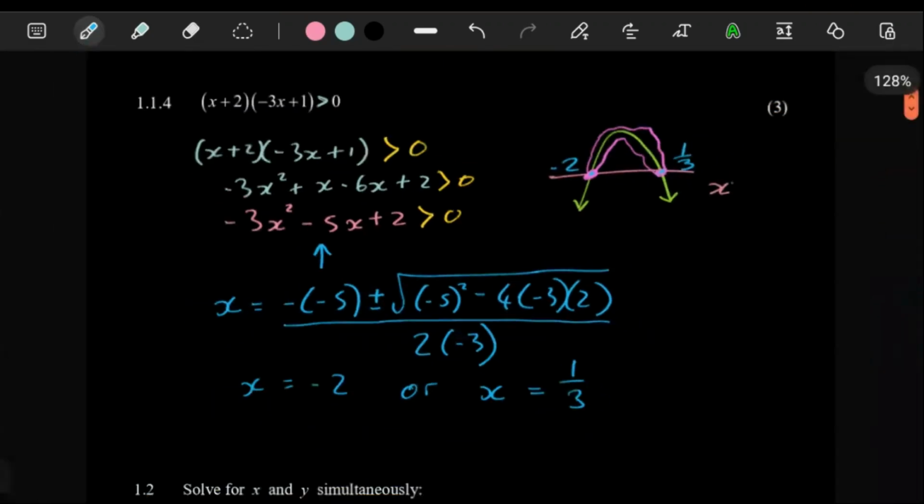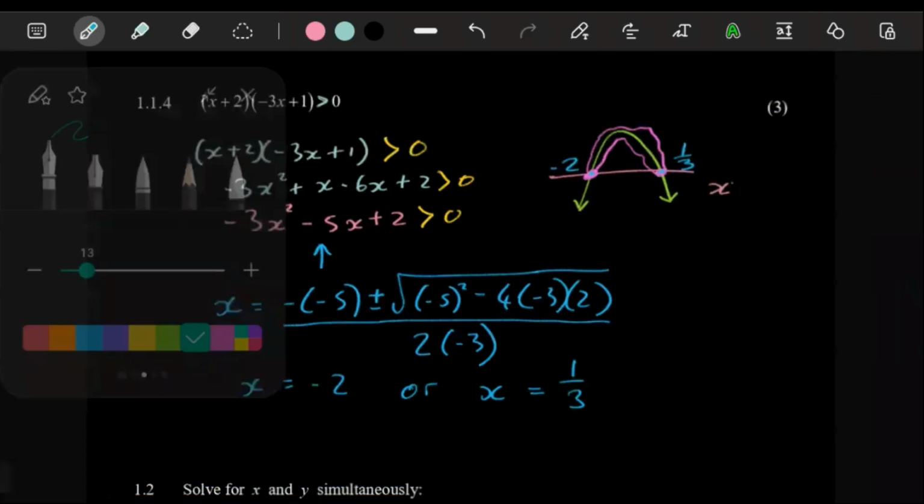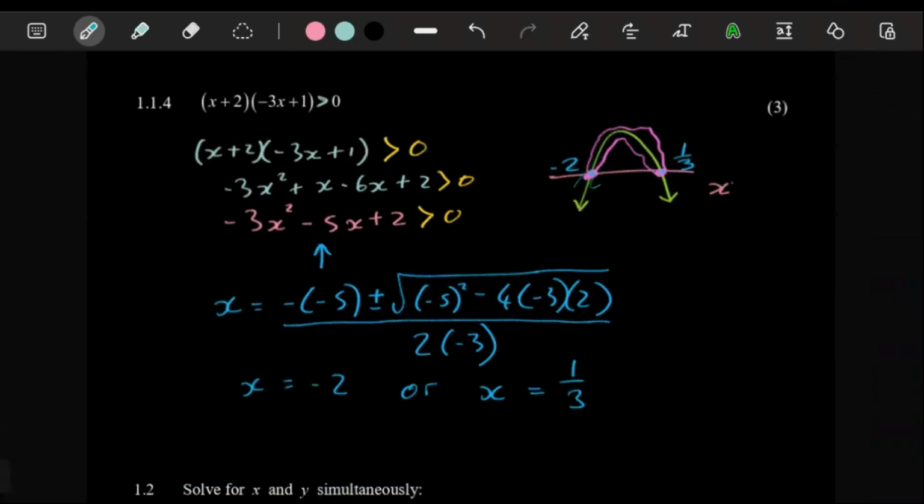So that being said, our answer can just be laid out now. Our graph is above 0 from where x is -2 up until a third. So here you're going to say x is an element of (-2, 1/3). We're putting round brackets because they didn't say bigger or equal to 0. If they said bigger or equal to 0, then we would put square brackets, because specifically at -2 the graph is equal to 0. But because they did not say that, we put a round bracket there.